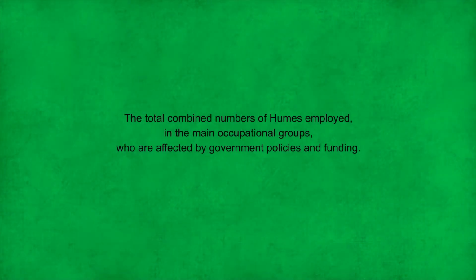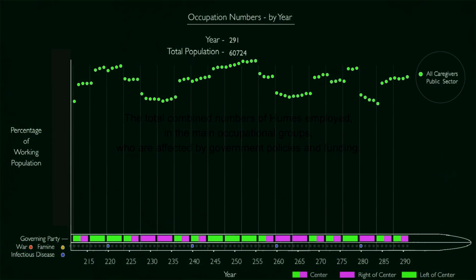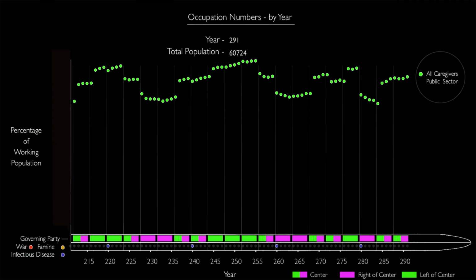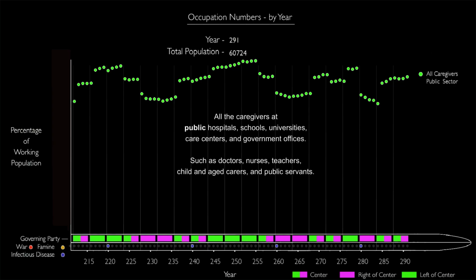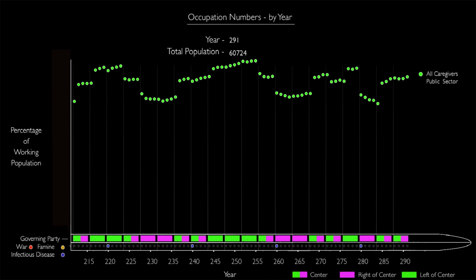And finally now, let's look at the total combined numbers of humans employed in the main occupational groups who are affected by government policies and funding, starting with the combined other awareness occupations for public sector jobs. This includes all the caregivers at public hospitals, schools, universities, care centres, and government offices, such as doctors, nurses, teachers, child and aged carers, and public servants. And once again, we see the familiar pattern of fluctuating numbers, up during the left of centre terms and down during the right of centre terms.